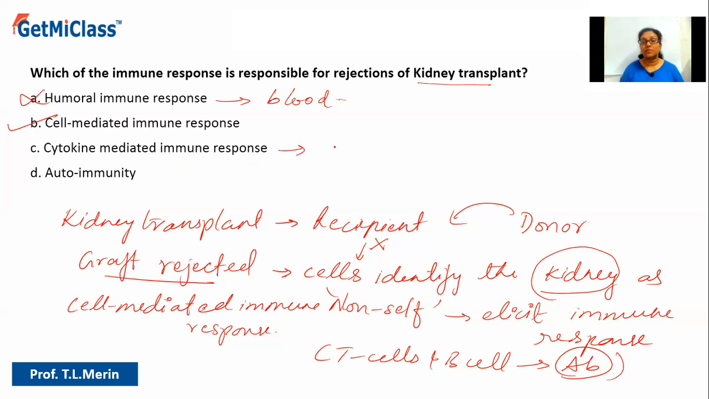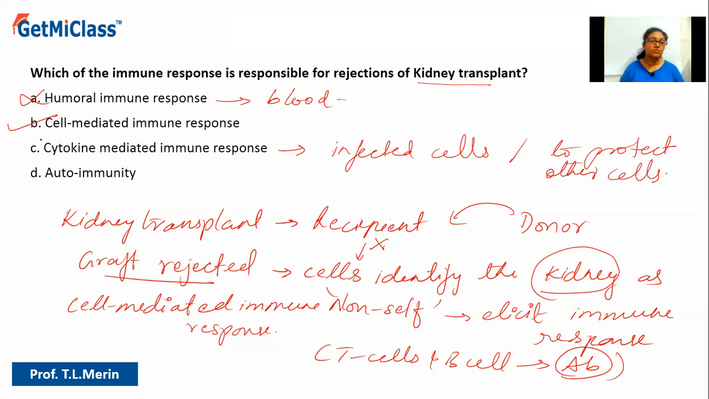Option C says cytokine-mediated immune response. Cytokines are produced from cells, but then these will be produced to attack infected cells, as well as sometimes the infected cells will produce cytokines to protect the normal, non-infected cells. So this is not a cytokine-mediated immune response.